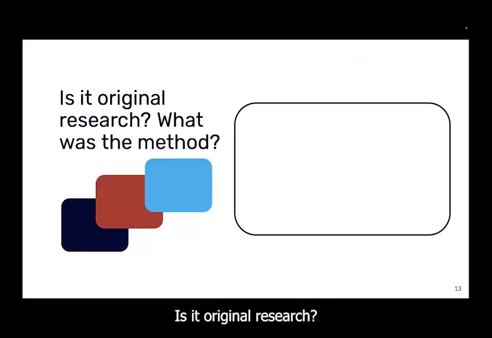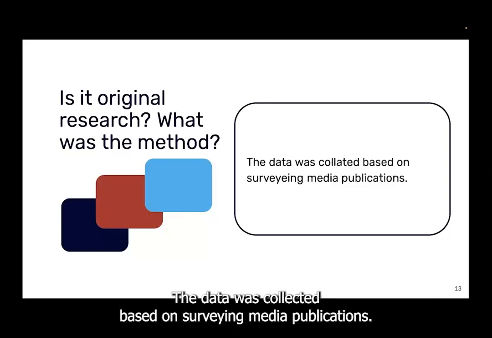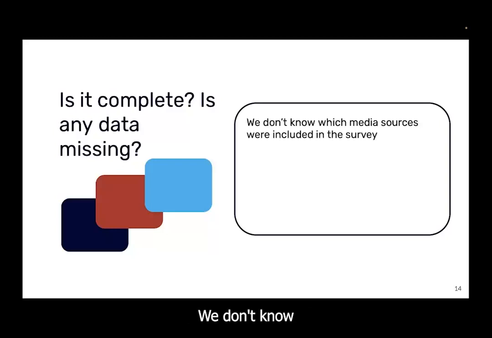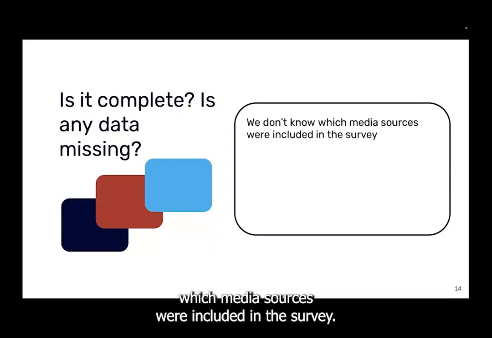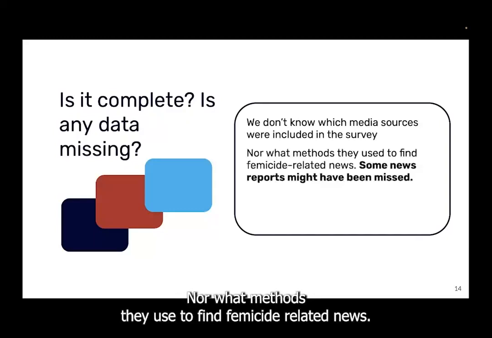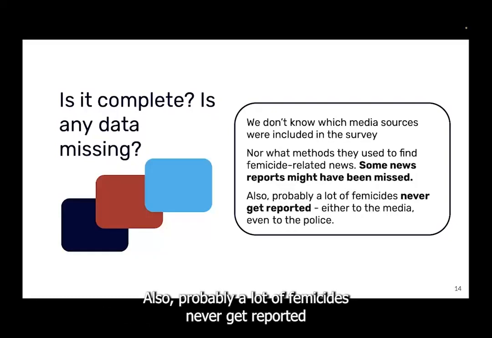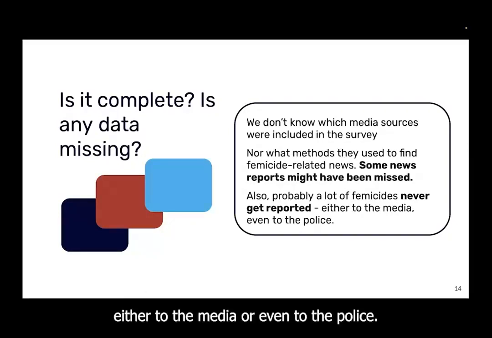Is it original research? And what was the method? The data was collected based on surveying media publications. And is the data complete? Is any data missing? We don't know which media sources were included in the survey, nor what methods they used to find femicide-related news. Some news reports might have been missed. Also, probably a lot of femicides never get reported, either to the media or even to the police.